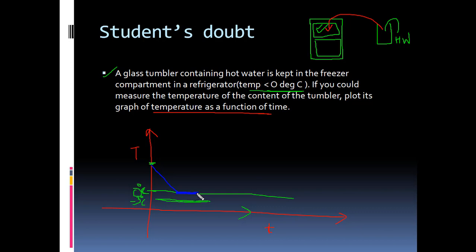So what is the concept of latent heat? Whenever there is a change of phase, the temperature remains constant. It takes a certain time to change its phase. So this is water; water at a certain temperature reduces its temperature. At a certain point it becomes 0 degree water. So from 0 degree water it emits the latent heat and becomes 0 degree ice.